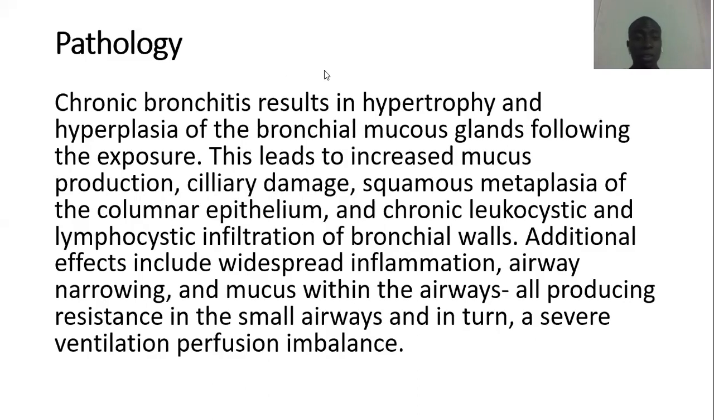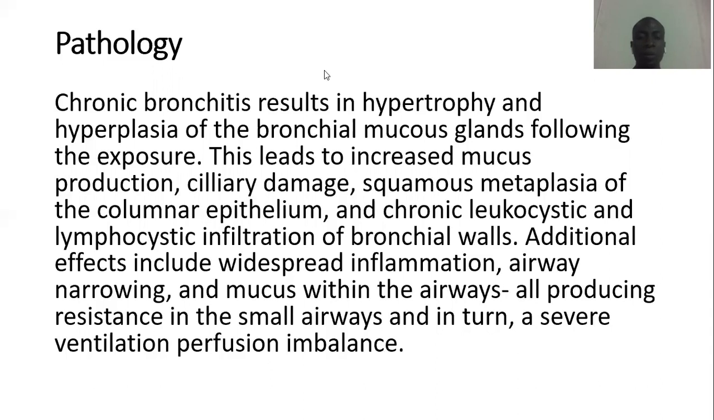The pathophysiology of bronchitis. Chronic bronchitis results in hypertrophy. Hypertrophy is increasing the size of a body tissue without increasing the number of cells. And hyperplasia. Hyperplasia is increasing the number of cells. So chronic bronchitis results in hypertrophy and hyperplasia of the bronchial mucus glands following exposure.